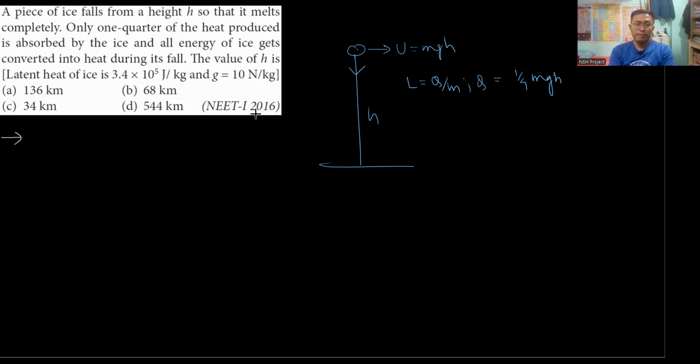Okay, fine. Absorbed heat is the latent heat. So the value of h is to be found. The energy is mgh, and only 1/4 of it is absorbed, so 1/4 mgh.